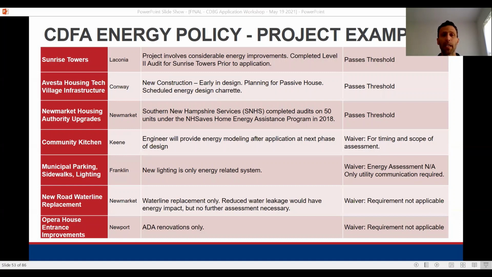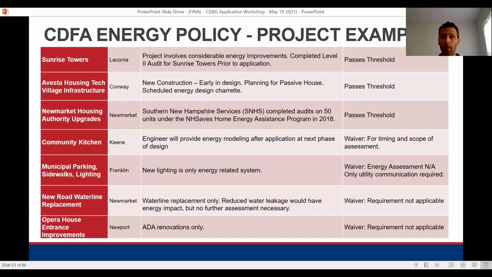Skip down to the community kitchen in Keene. In that case, it wasn't a straight assessment. They wanted to talk about us meeting with their engineer to do some energy modeling instead, but this wouldn't happen for a little while because of where they were in their design stage.